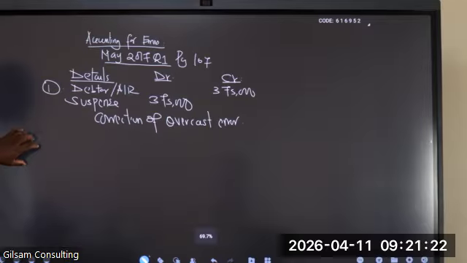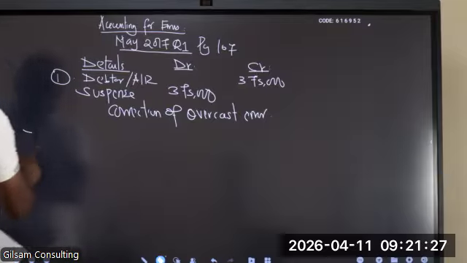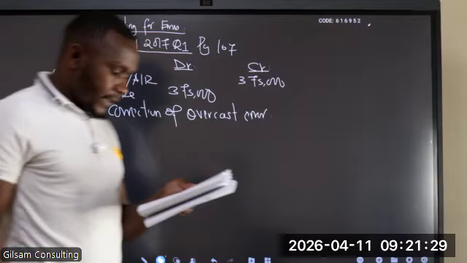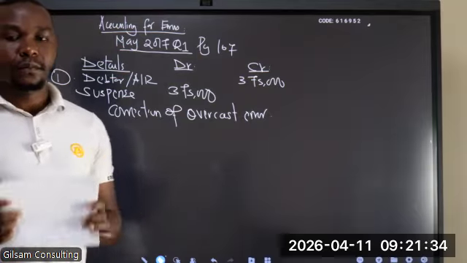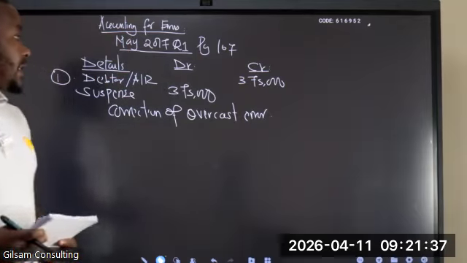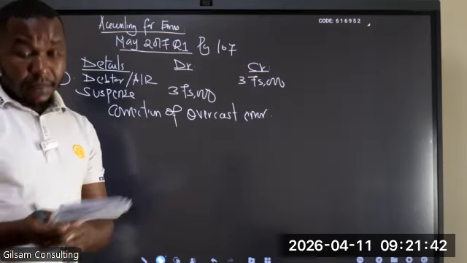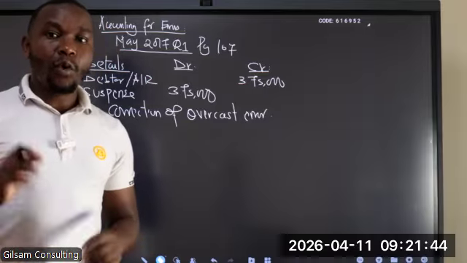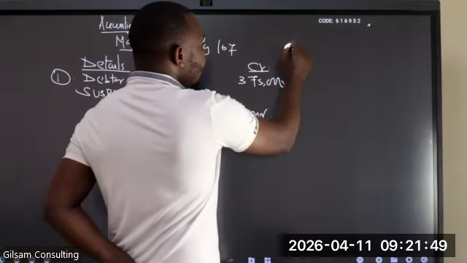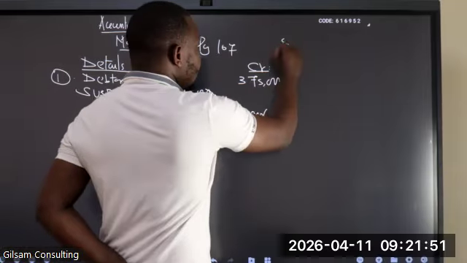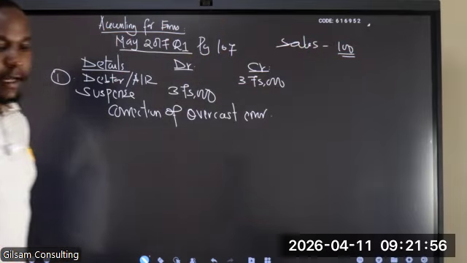Number two is that the sales day book was overcasted by 224. What is the journal entry for sales? Before even we look at the overcast, what is the journal entry for sales? If I give you sales of 100 shilling, how do you record the sales of 100 shilling?